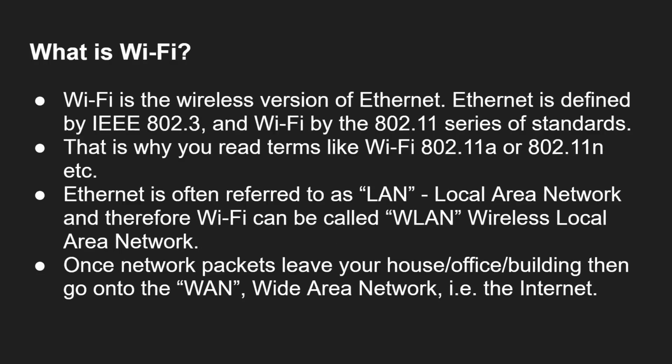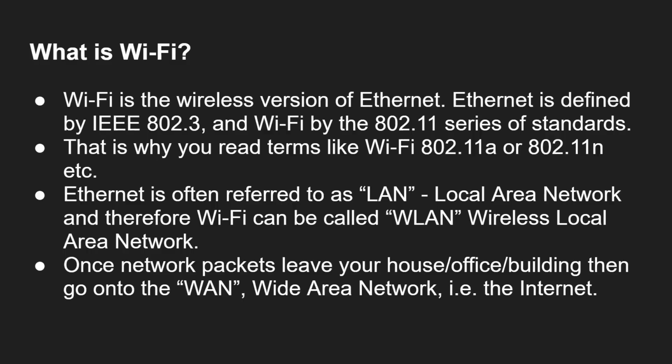So what is Wi-Fi? Wi-Fi is the wireless version of Ethernet. And Ethernet, of course, is what we use where we've got switches and hubs and routers and LAN cables, and we plug them all in, connecting all our PCs together. Ethernet is defined in 802.3, and Wi-Fi is defined by 802.11, or a whole series of standards, which is why you read about 802.11a or 802.11n and so on. And we'll speak more about those in a minute.